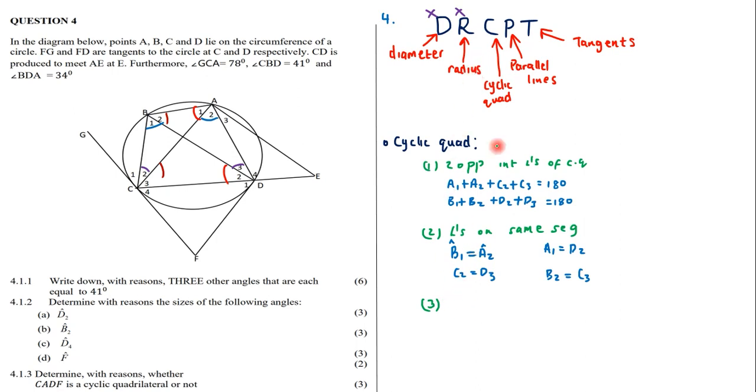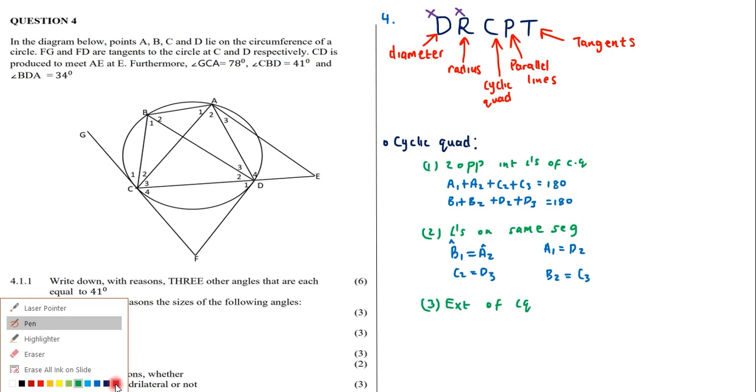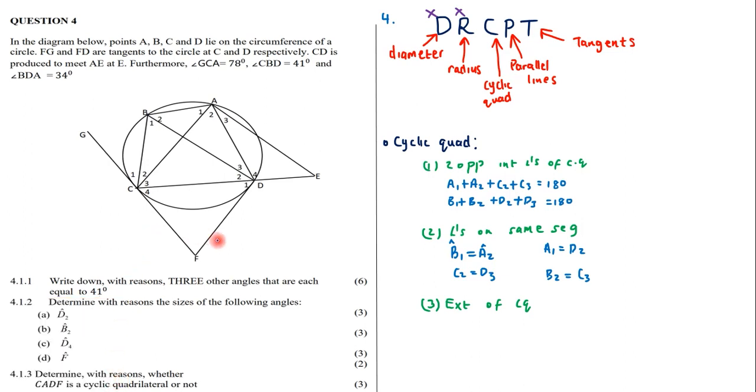So now here we're still busy with the cyclic quad. So the third one is going to be the exterior of the cyclic quad. Now the exterior of a cyclic quad is always equal to the opposite interior angle in that cyclic quad, right?